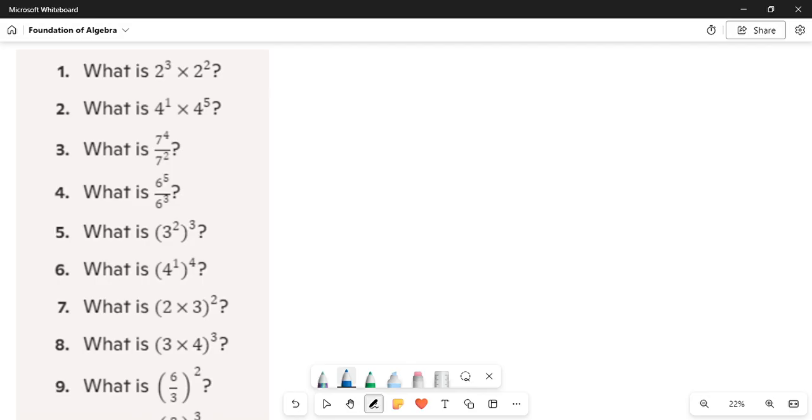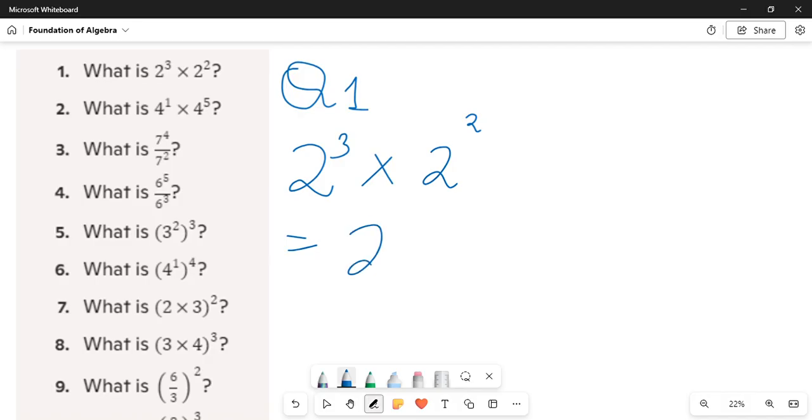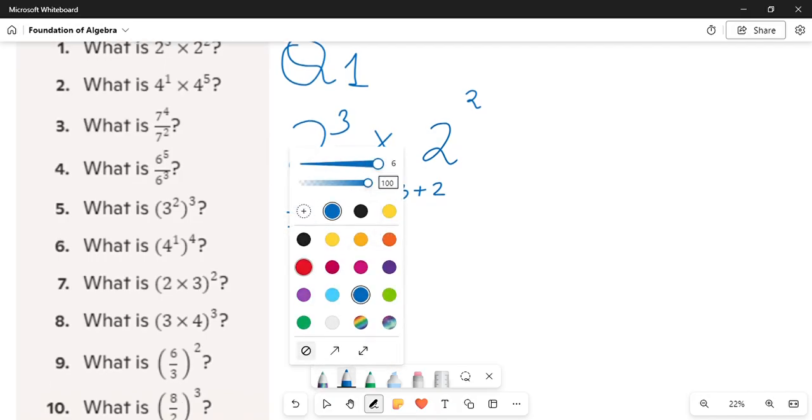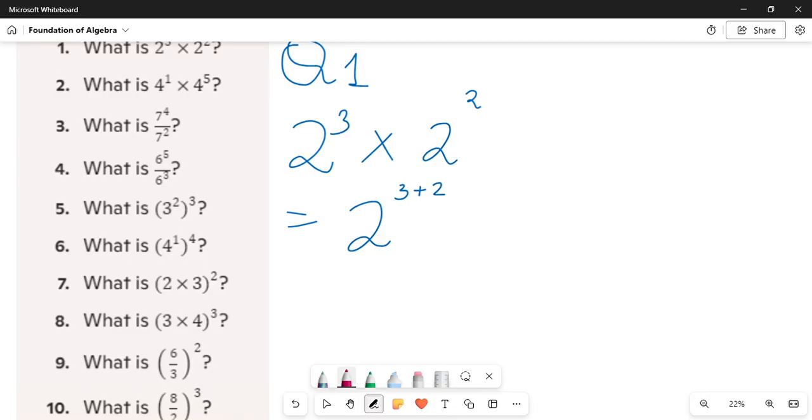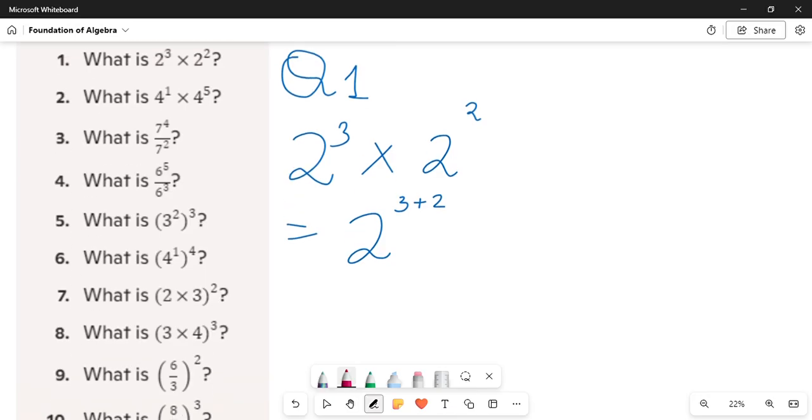Okay, so we've got question number 1, which is 2 to the power of 3 times 2 to the power of 2. So this is the very first law, that if the bases are the same, we add the exponents. So which equals 2 once, and 3 and 2 will be added, which equals 3 plus 2. And this is the answer. Let's look at the second question, which is question number 2.